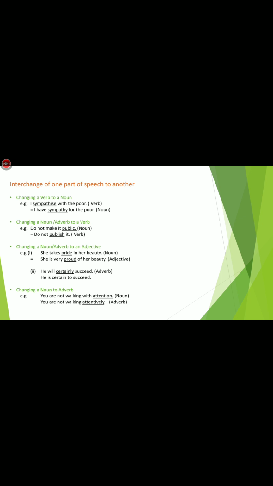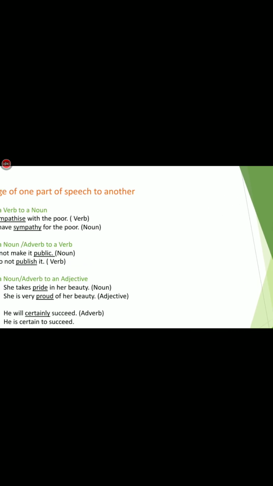He will certainly succeed. Now, certainly is an adverb. So, we have to change it into its adjective form, that is certain. He is certain to succeed. Now, noun to adverb. You are not walking with attention. So, attention is a noun. So, you have to make it into an adverb. You are not walking attentively. So, we go to the next slide.